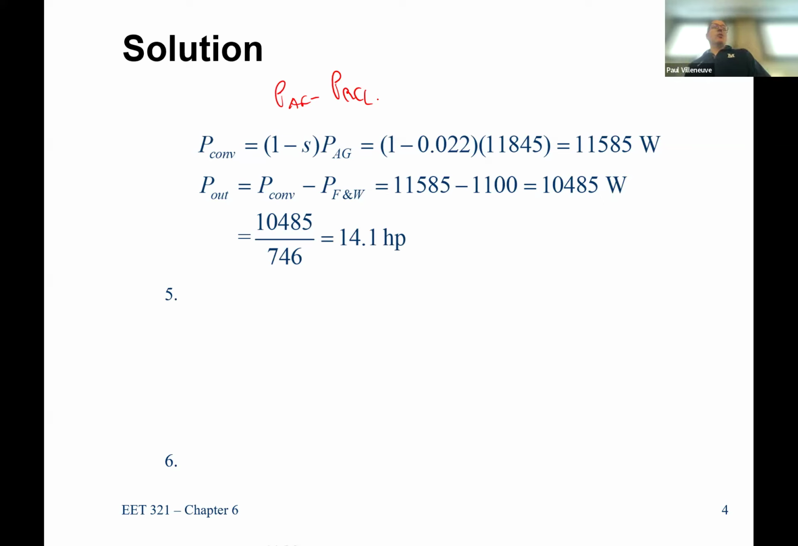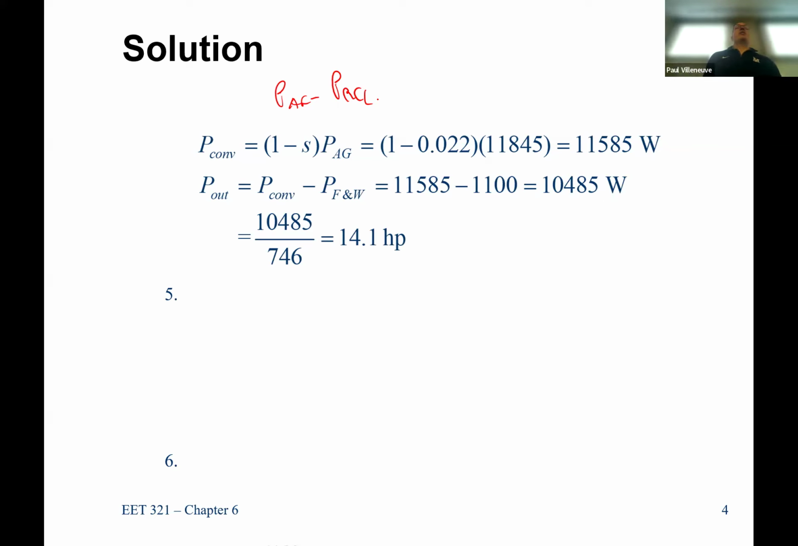We convert that to horsepower, and remember at the beginning of the problem, 25 horsepower motor, is it really running at 25 horsepower? Absolutely not. It's running at 14 horsepower, which the motor is perfectly fine to do. You can run the motor, as long as you don't run it over nameplate, the motor doesn't care. It's perfectly happy to do that.